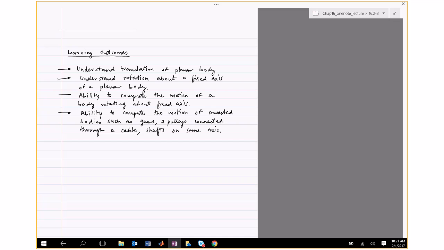So these things have dimensions; they are not particles, and this is much harder than chapter 12. So I want you to work hard and pay attention to this.